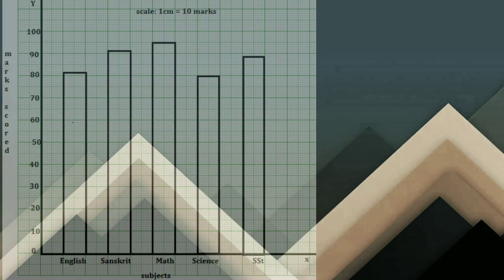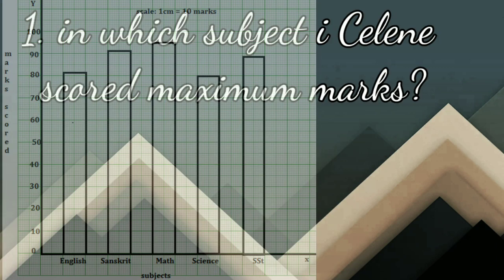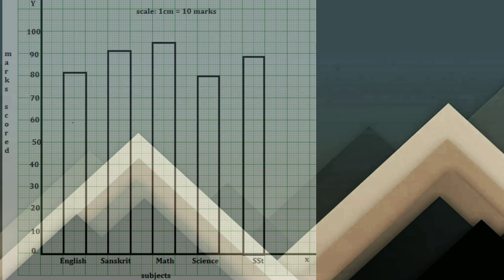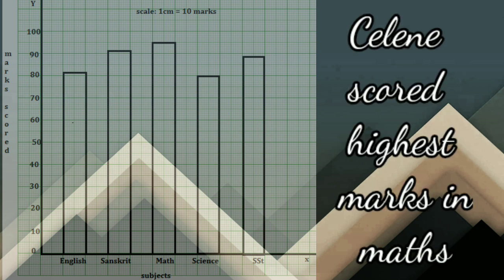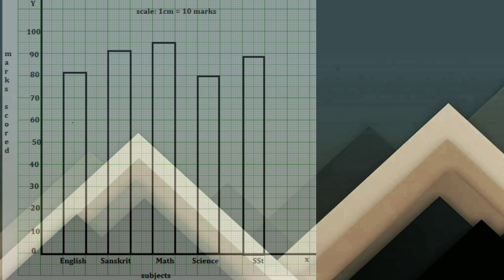The first question says, in which subject did she score maximum marks? So as you can see, the one with the maximum length, yes, you can see this 95, that is maths. So you could write the answer. She scored maximum marks in mathematics. And how many marks? 95 marks. So let's go with the second question.